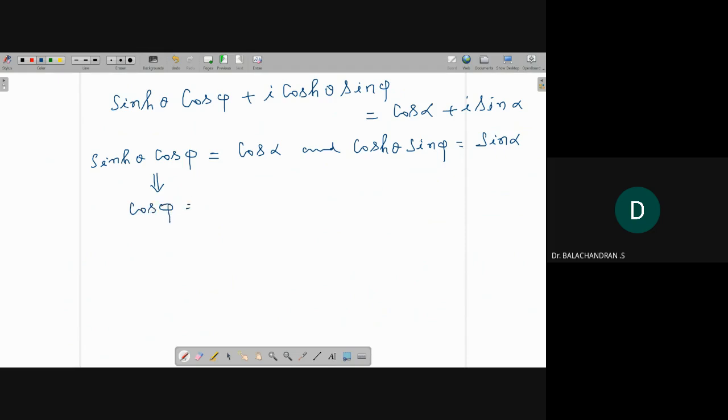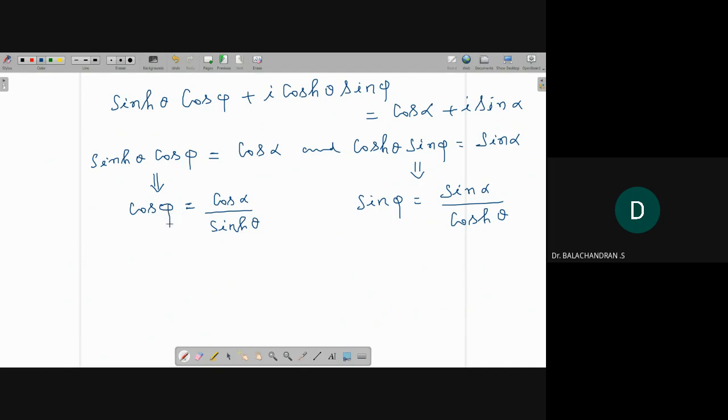Cos alpha divided by sinh theta. From this, I have similarly sin phi equal to sin alpha divided by cosh theta. Okay. So now I need to eliminate phi.